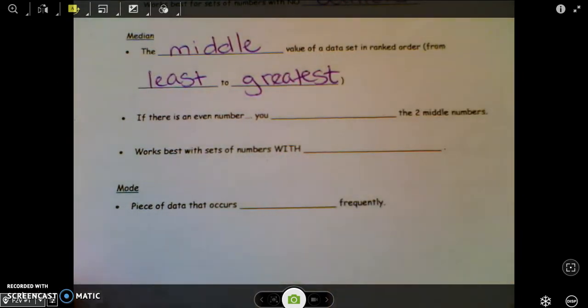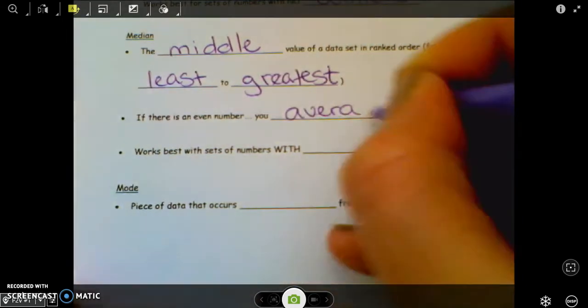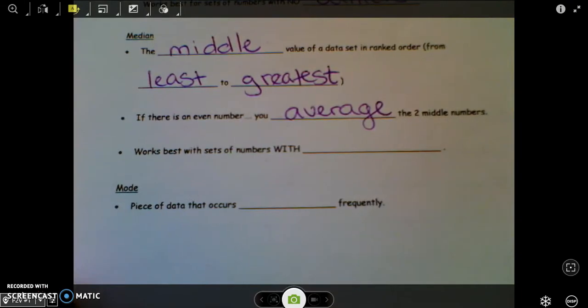So you can't just pick the middle number from a bunch of numbers that are given to you. You have to order them first, least to greatest, and pick the middle number. Now, if there's an even number of numbers, meaning there's not a middle number, you would average the 2 middle numbers, meaning you would add the 2 middle numbers together and divide by 2.